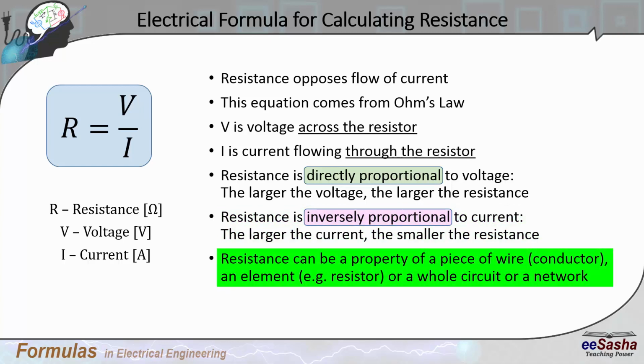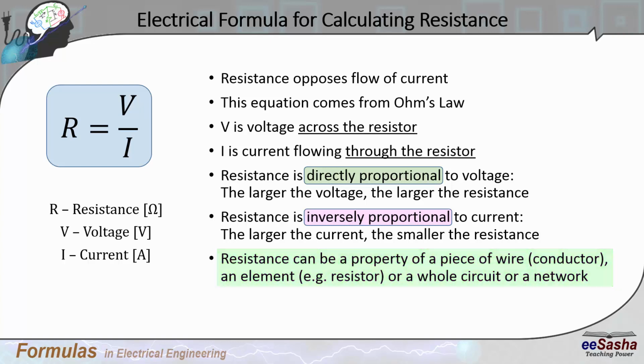Resistance can be a property of a piece of wire or a conductor, an element in the circuit, for example a resistor, or a whole circuit or a network of elements. Sometimes we will use the expression input resistance or output resistance of a circuit.